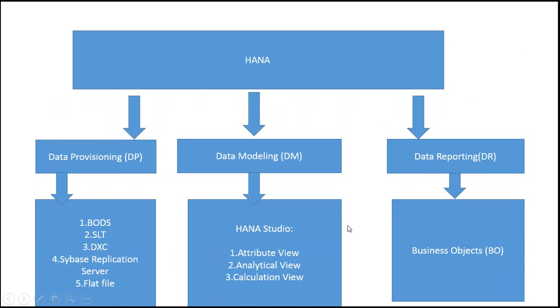In HANA, we have important modeling information views. One is attribute view, analytical view, and calculation view. So what is the attribute view? The attribute view is nothing but master data. Master data means it changes very rarely. That is called an attribute view. Next, the analytical view is nothing but transactional data. It contains transactional data, which changes frequently.